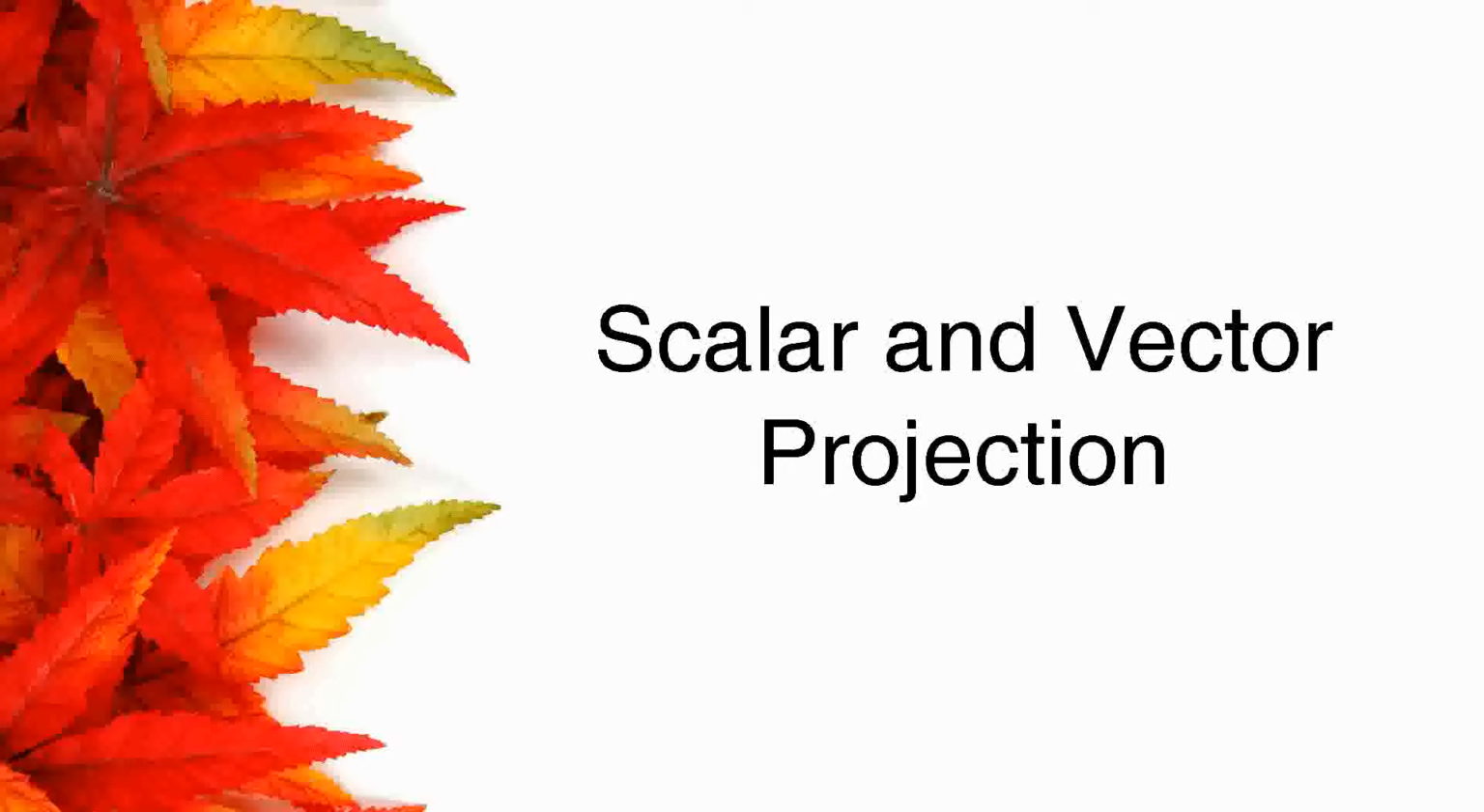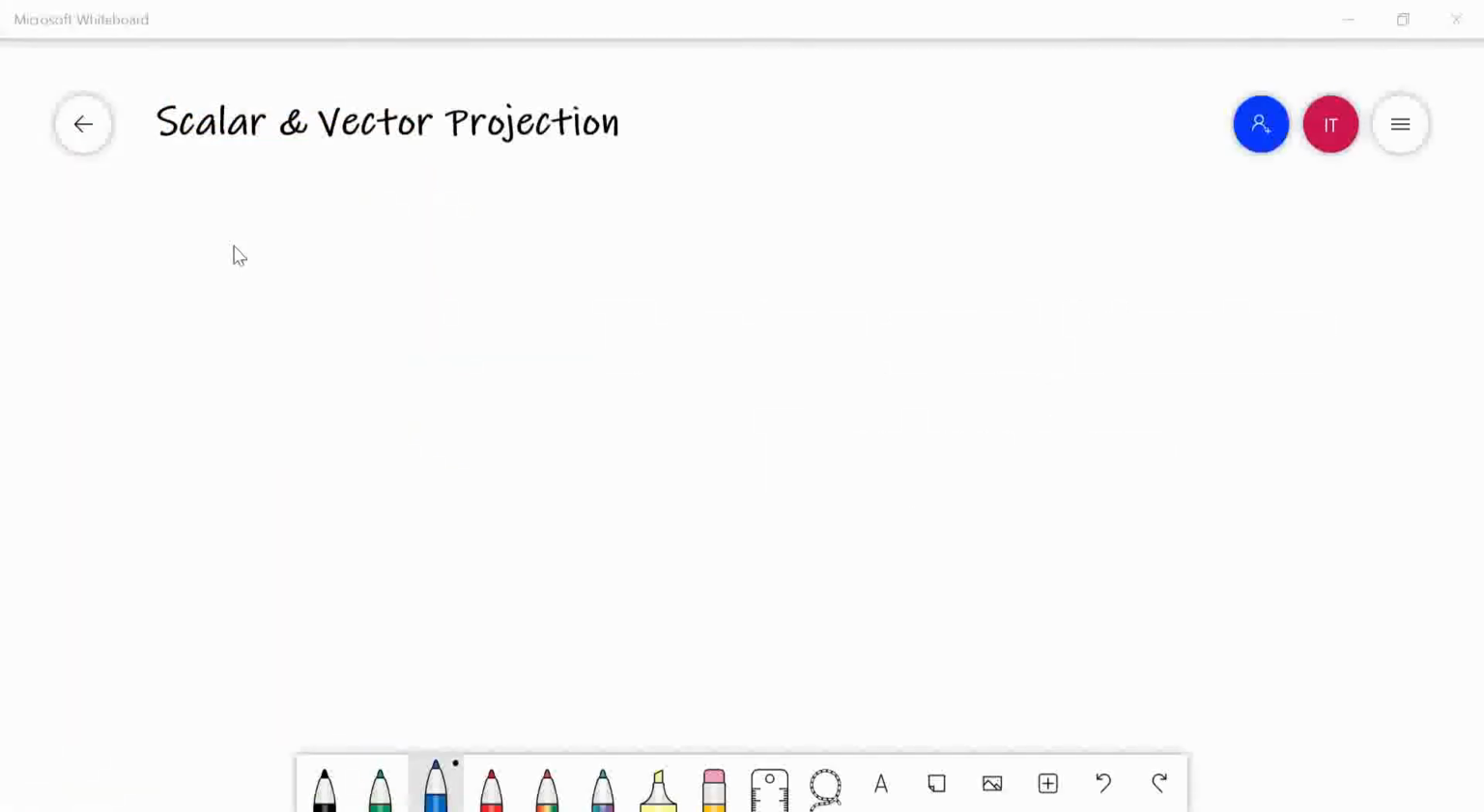Scalar projection and vector projection. So to start with, here I will draw two vectors, y, and here is the vector x. Yeah, this is a vector sign. For example, we want to project the x vector into y.